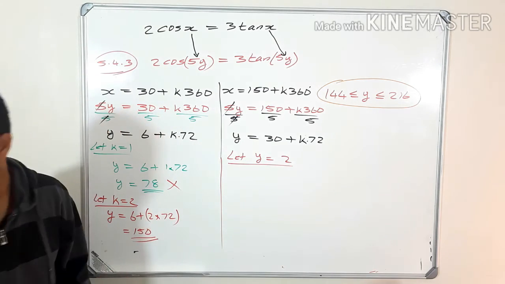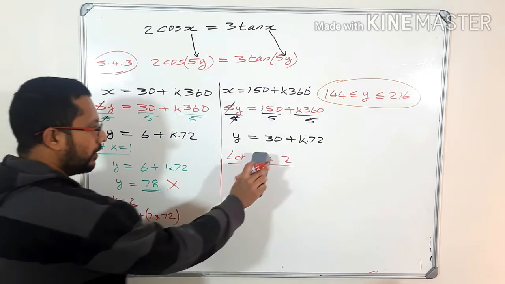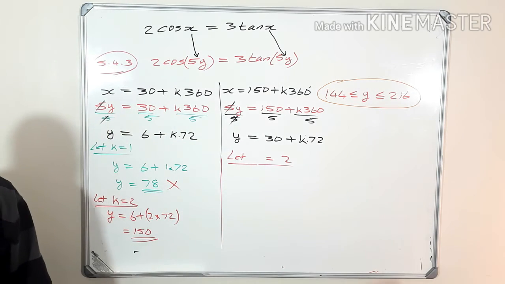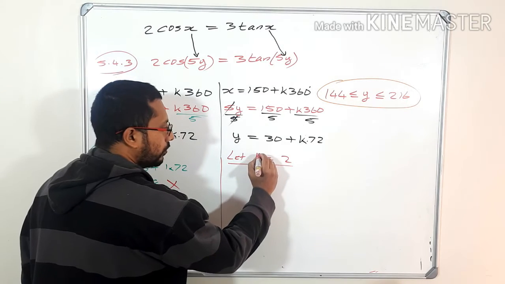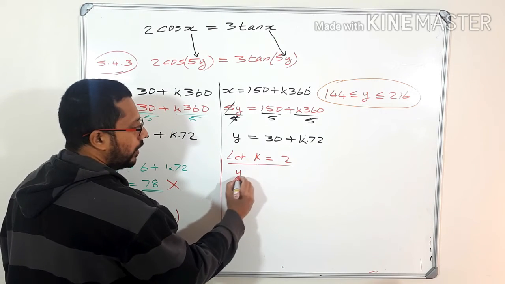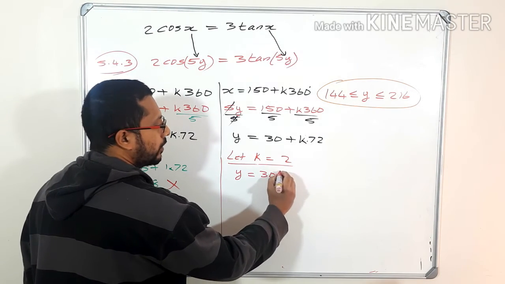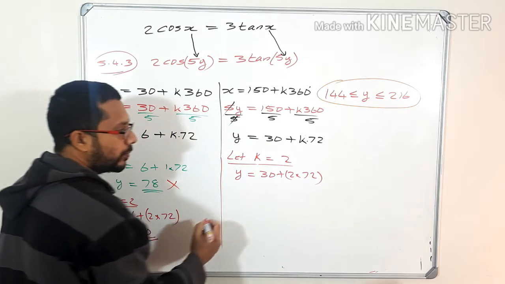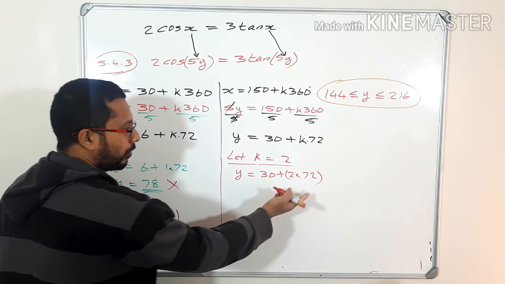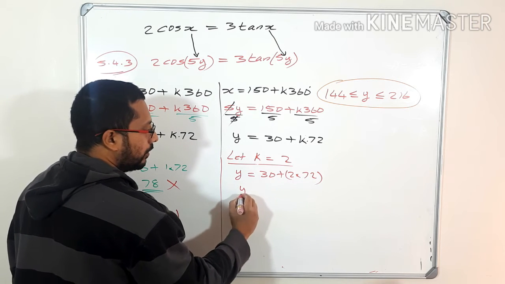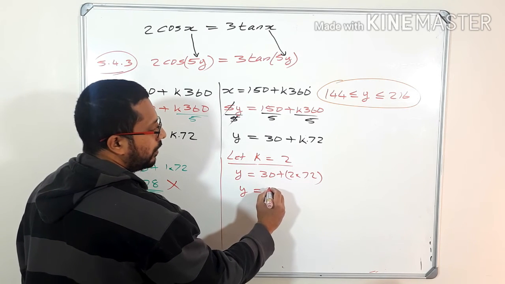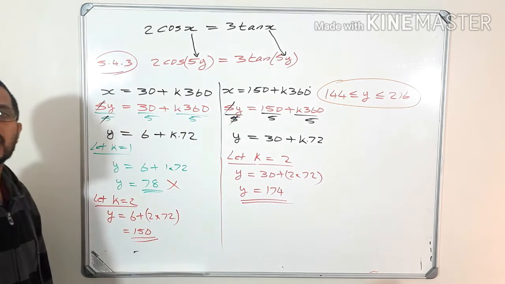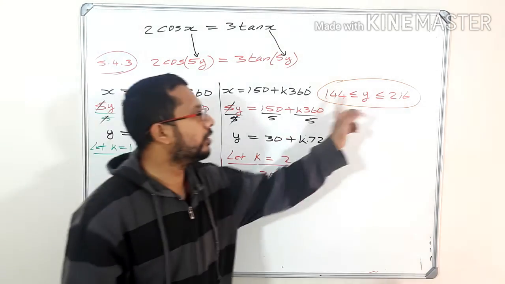I mean sorry, not y here. Let k is equal to... we are supposed to substitute the value of k. So let k is equal to 2. So what is that one? y is equal to 30 plus 2 times 72. What is 2 times 72? 144. 144 plus 30 is 174. And here also you can see that 174 is between these two intervals.